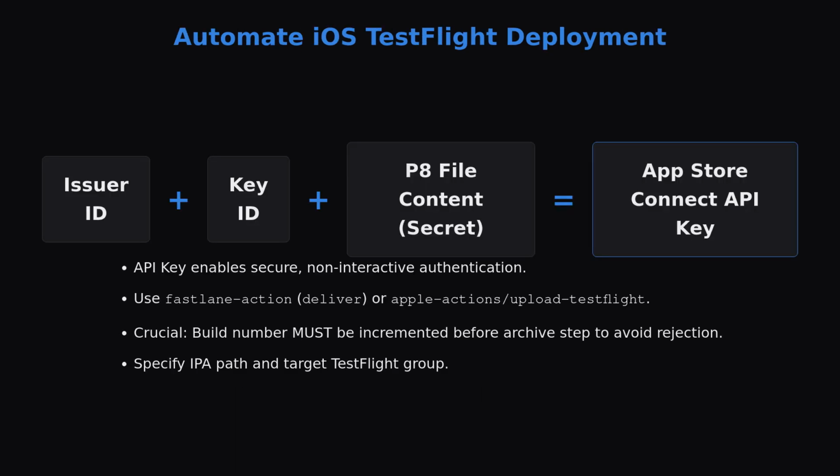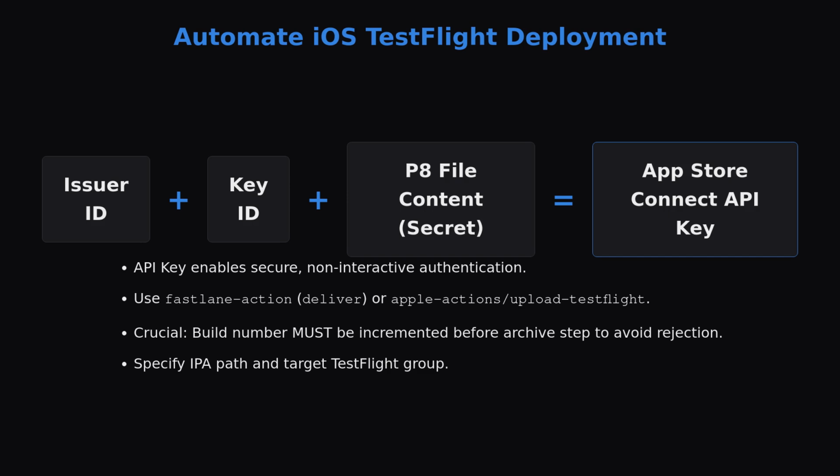Automated iOS deployment to TestFlight relies exclusively on the App Store Connect API key for secure, non-interactive authentication. Generate the required credentials, including the issuer ID, key ID, and the P8 file, within the App Store Connect portal. Store the P8 file content securely as a GitHub secret.